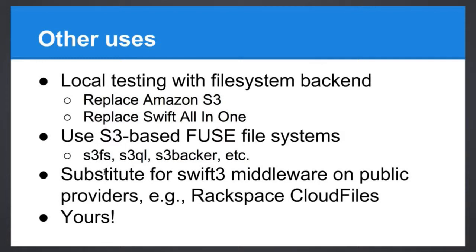Thirdly, you can substitute for the Swift3 middleware in OpenStack Swift. This does a similar kind of translation in OpenStack itself, but most public providers, for example, Rackspace or HP Helion, don't enable it, either because they haven't validated it or because of some of the feature gaps it has. And there's really a lot of other uses that we've heard at the summit, and I encourage you to give us feedback on other things we could do with this.